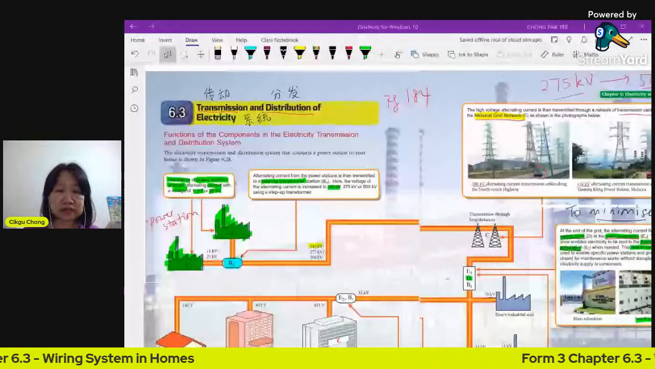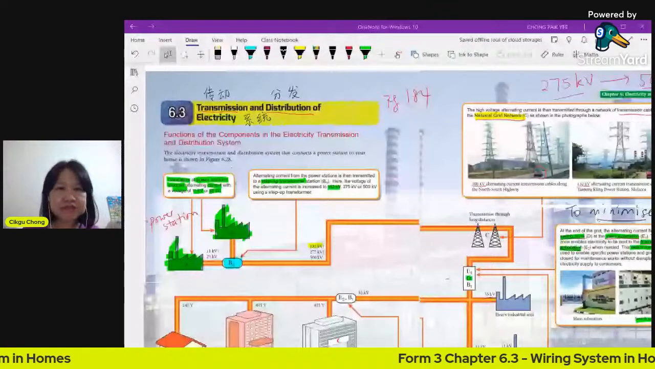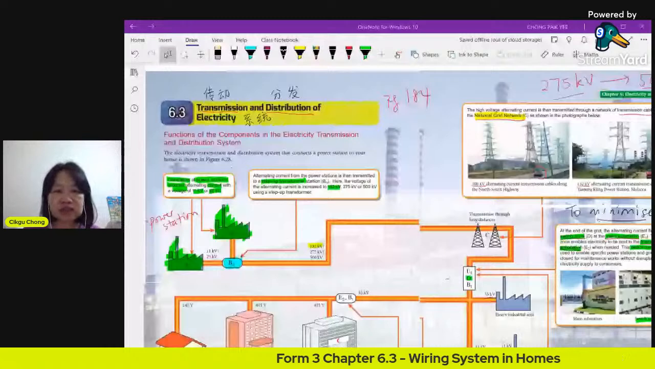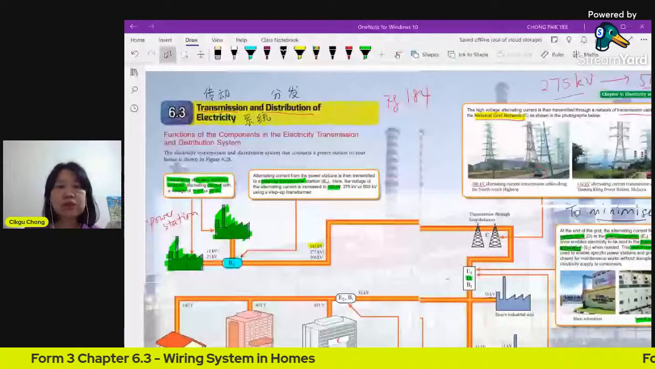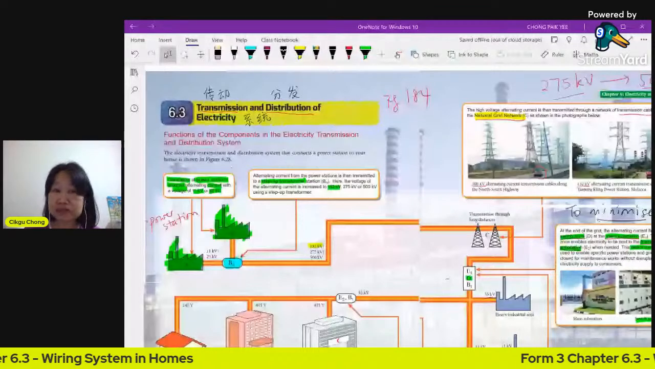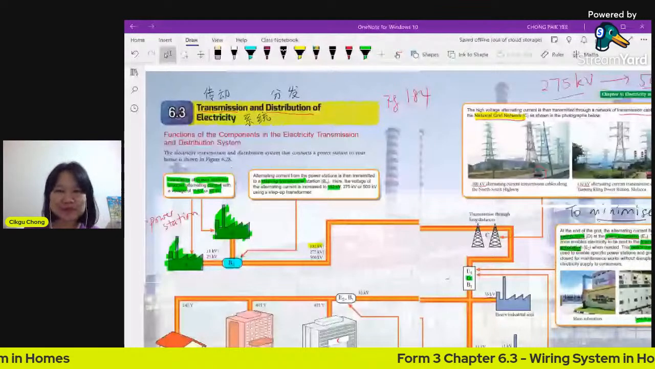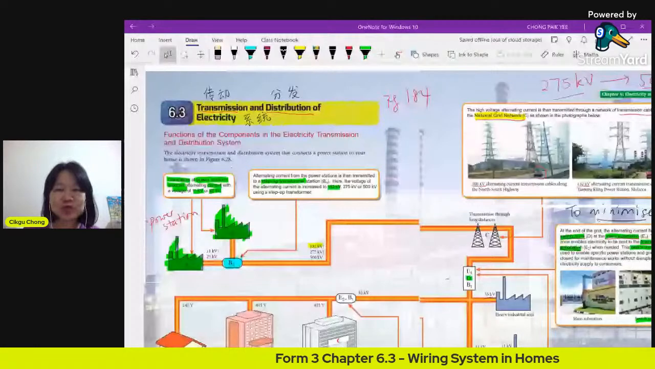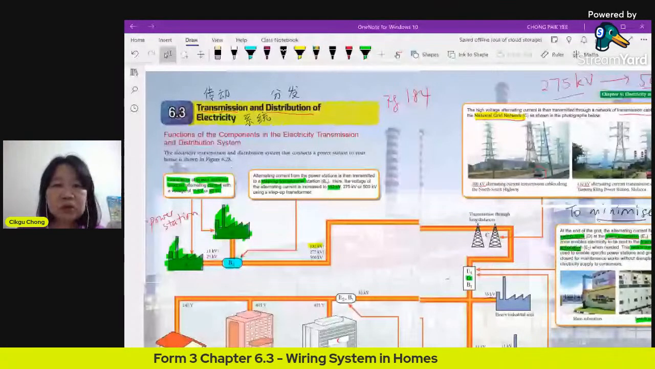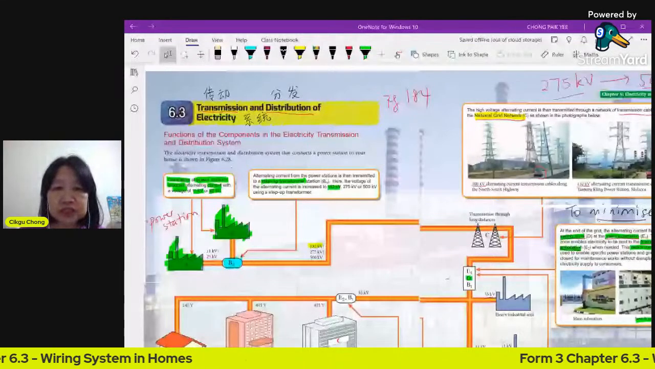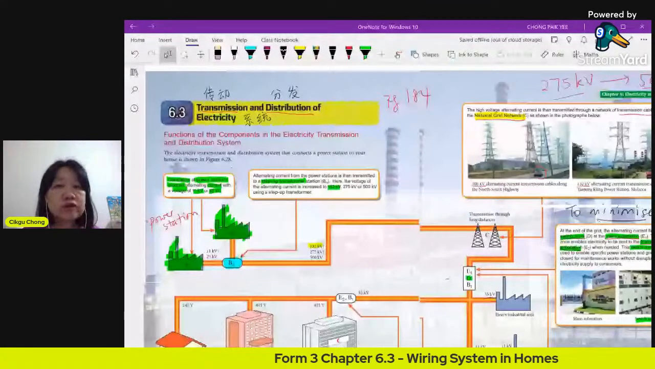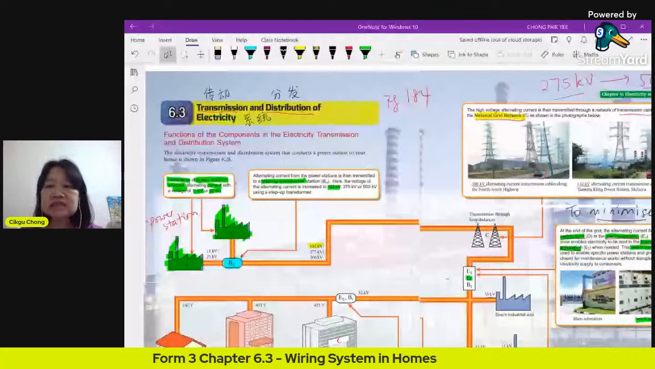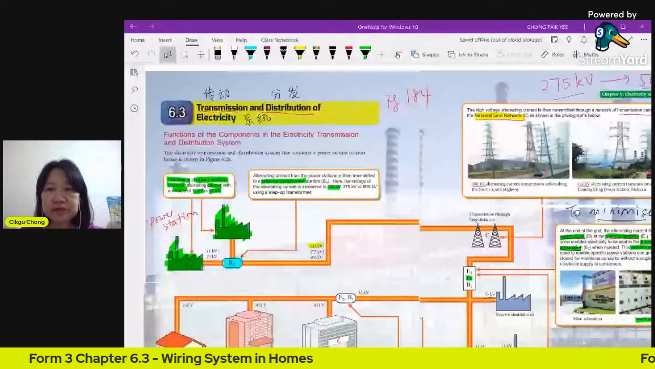I'm going to share screen. We have done this transmission and distribution of electricity. We have seen how electricity comes from the power station to residential areas. Along the way, before it's transmitted, you need a step-up transformer station to increase the voltage before you transmit it all over the country. The system is called the National Grid Network.